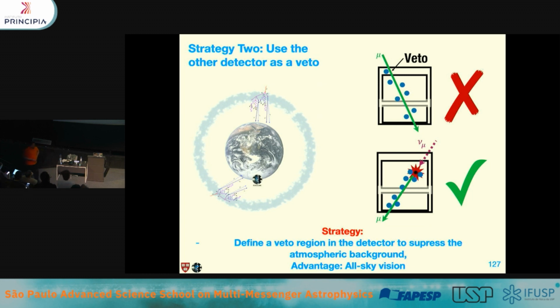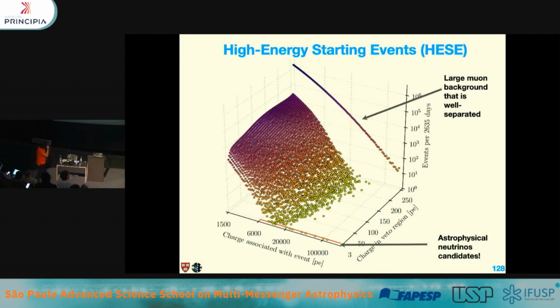The disadvantage is that you have lost 1/3 of your detector, because all of this region outside is now used to reject background. So your effective area is going to be smaller. This is actually the way astrophysical neutrinos were first discovered, almost exactly 10 years ago, in fact. I think this is a very beautiful plot. Let me spend a couple of minutes on it.